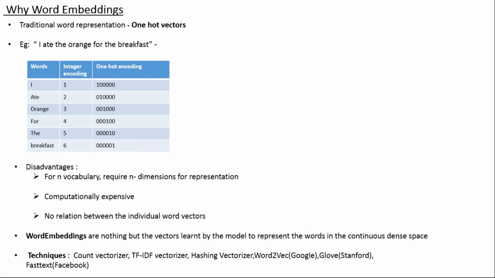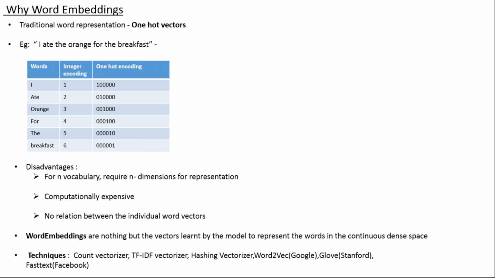So traditionally, whenever we have a set of words, right, we use one hot encoding for representing those words in terms of integers. So the table you see is, for example, if I want to represent a sentence, I ate the orange for the breakfast, I can just key in some unique integers, right, and they can be encoded. So why don't we just continue to represent words like this, right?